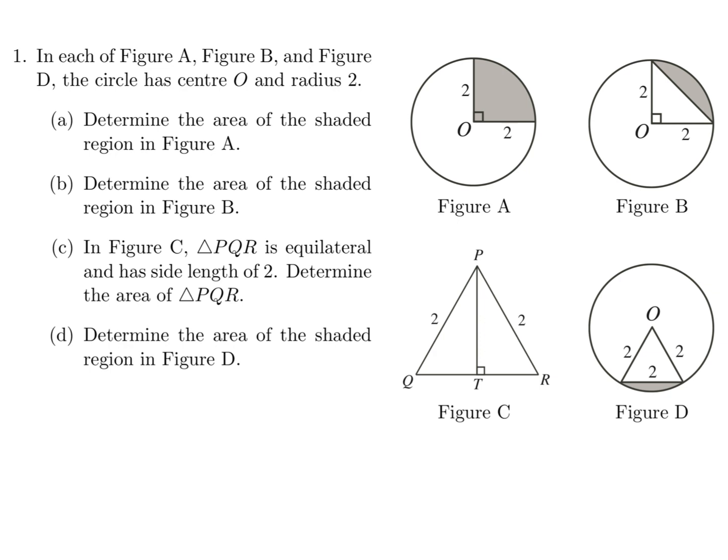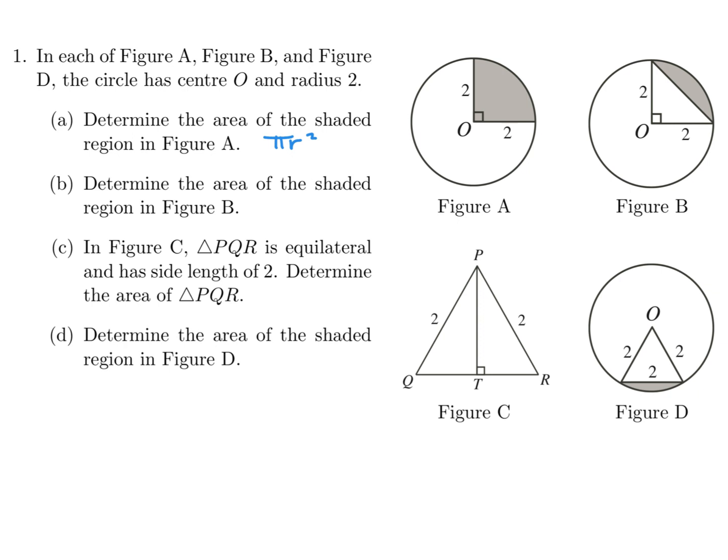In each of figure A, B, and C, and D, the circle has center O and radius 2. Determine the area of the shaded region in figure A. Well, this is a circle, obviously, so the area of the circle is pi r squared, and in particular what they want is the shaded region, which is a quarter.